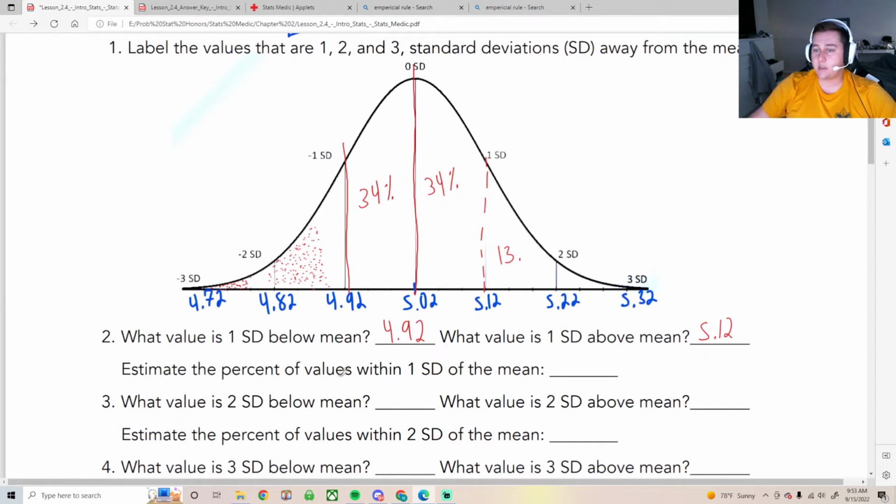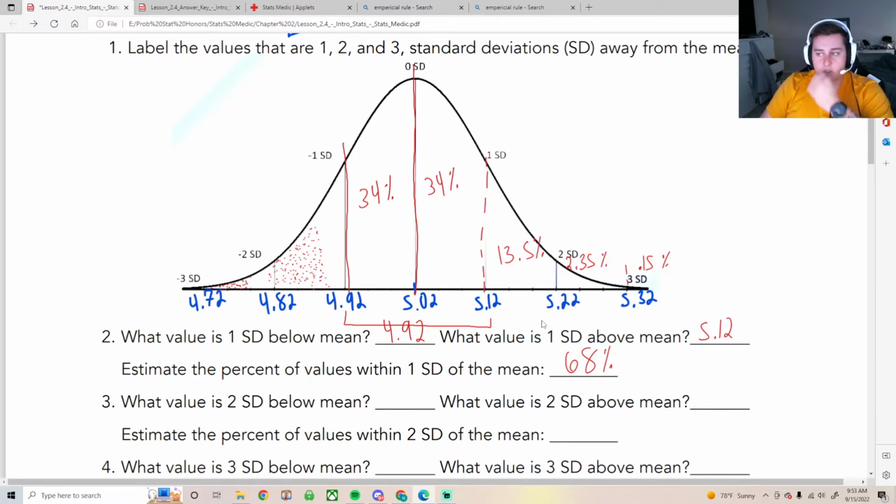But estimate the percent of values within one standard deviation of the mean. That means every data point from here to here, how much percentage is that? What's the proportion of the data there? If you just add 34 and 34, then you arrive at 68%. And like I said, that was 13.5, and then this one is 2.35, and then technically outside of the third standard deviation is 0.15. These are all percentages.